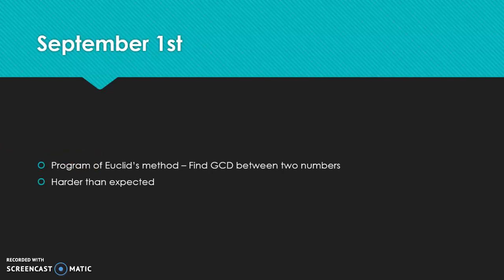September 1st, we made a small program for Euclid's method, which is finding the greatest common denominator between two numbers. This was a bit harder than I expected, but then once I realized how we were supposed to do it, it was pretty obvious.